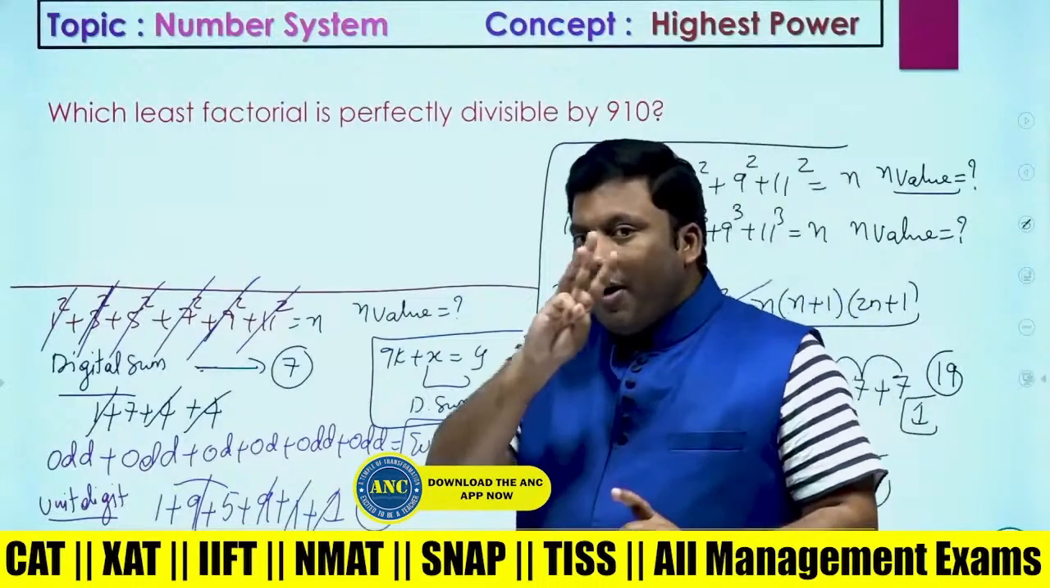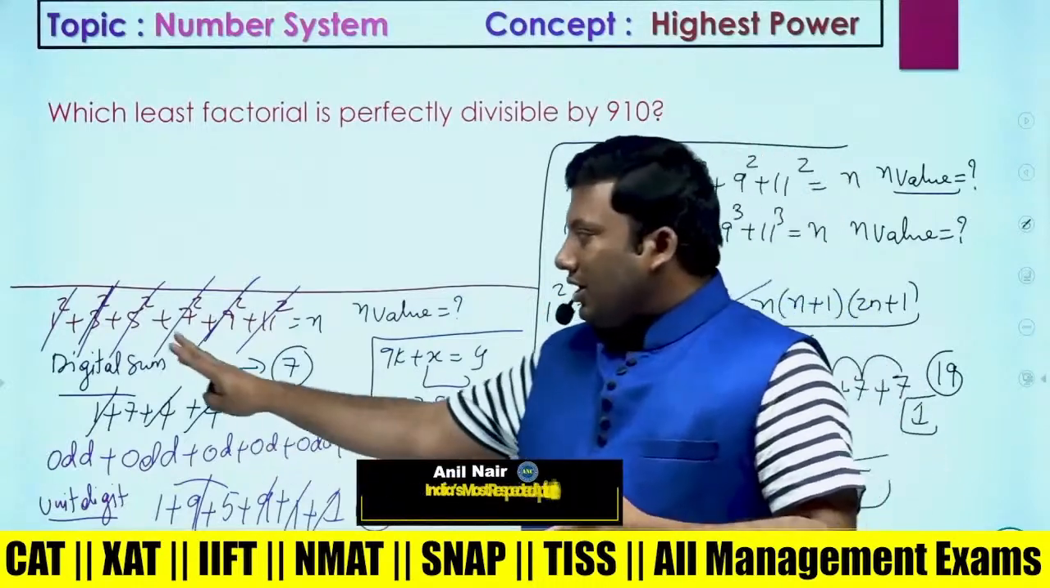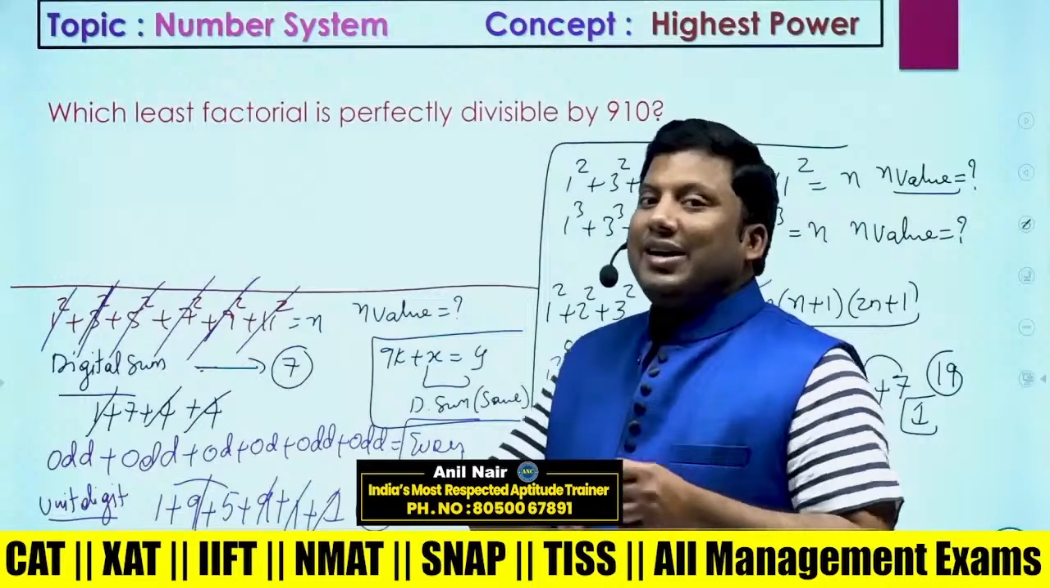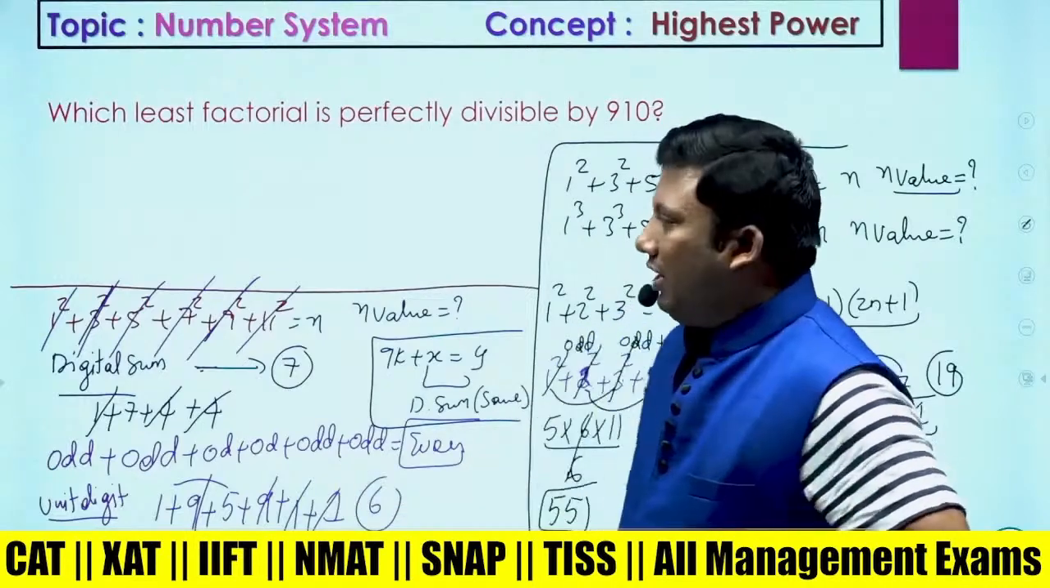Again, I am repeating, 3 approaches you can use. Digital sum, check it out. Unit digit, check it out. And a number tree, you can check it out.